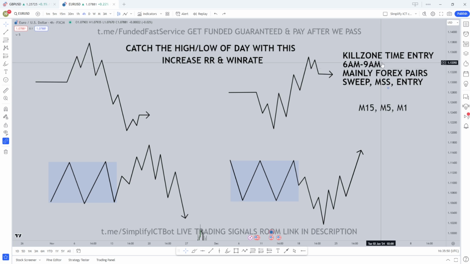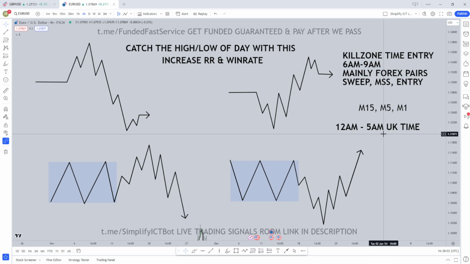So from 6 a.m. to 9 a.m. we're going to be looking for the trades. We're looking for the high or the low of the day to be made in this time window from 6 to around 9 a.m. Now we're going to be looking at the Asian session for this range. Now specifically, we're going to look from 12 a.m. UK time to 5 a.m. UK time for our Asian range.